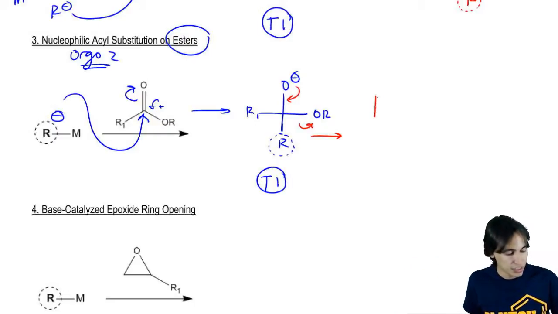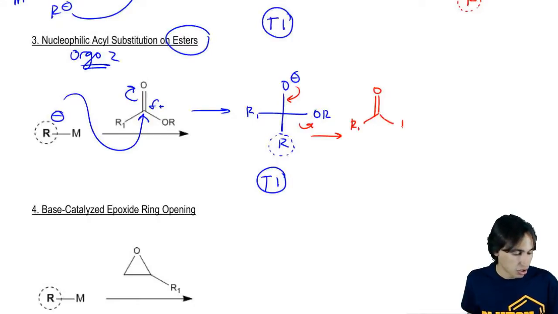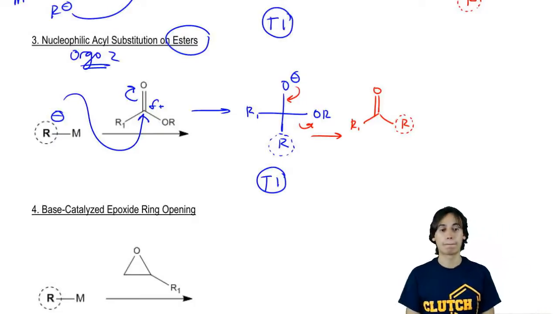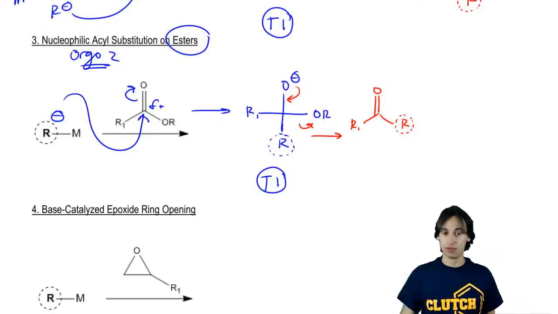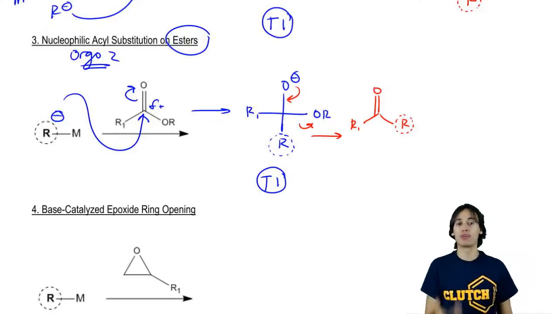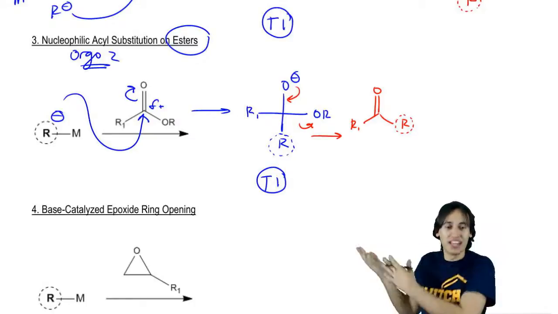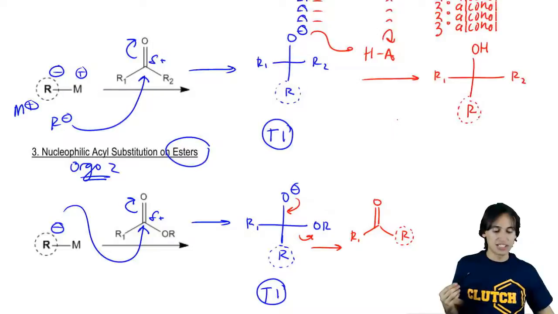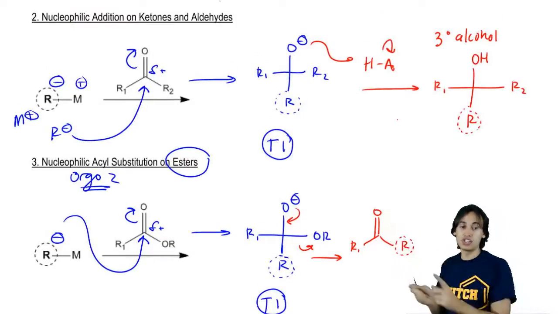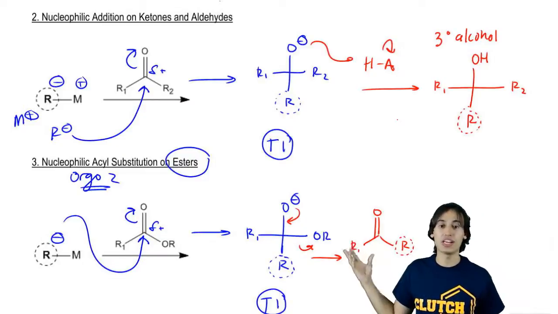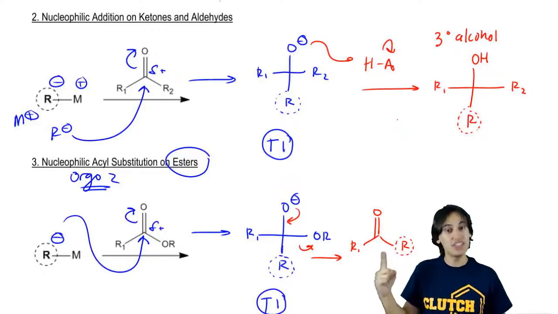And what you're going to wind up getting is something that looks like this, a carbonyl again with R1 and R. Does that look familiar? What kind of functional group is that? Well, this is a ketone. So is that going to be our final product? No, because ketones, it turns out, can react with organometallics, like we just learned in step 2. The second one was a ketone that looked very similar to this reacting with the organometallic. So that means the organometallic has to react again with the product of this reaction.